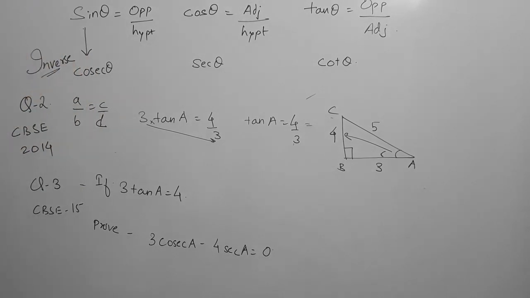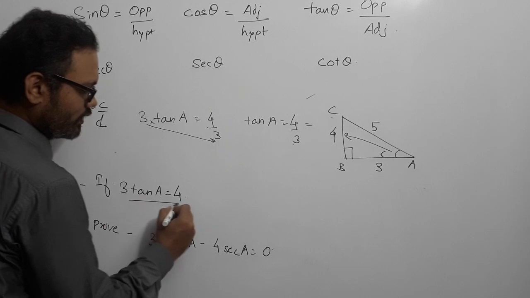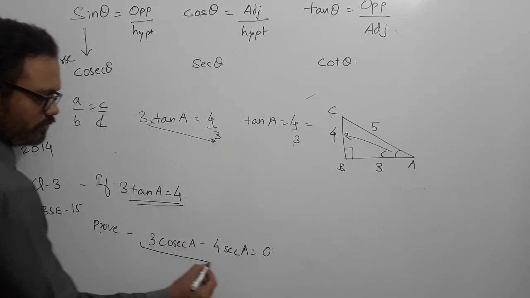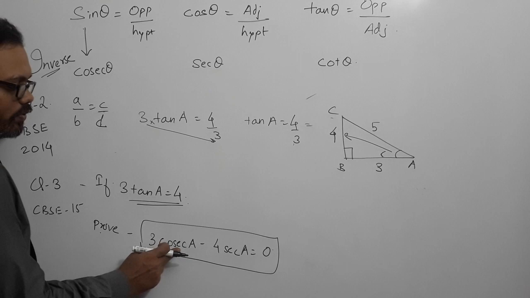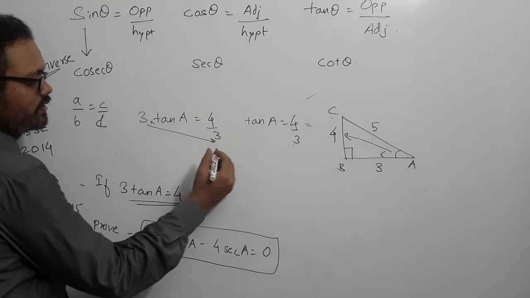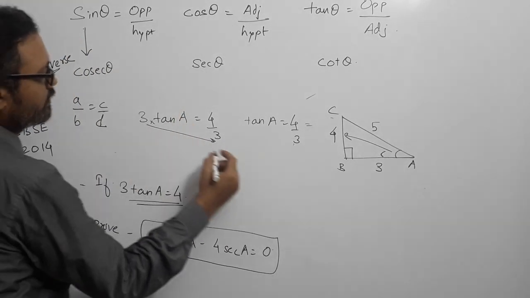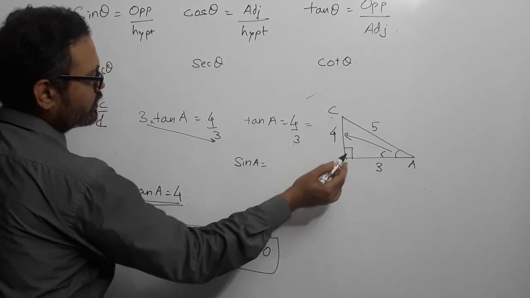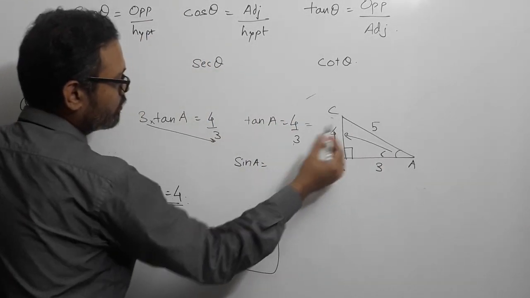Now what they are asking? So this means this is given. Now what they are asking, prove this. It might look very difficult, but it is very simple. If tan A is this, once we have all the 3 sides, what will be sin A? Opposite upon hypotenuse. What will be sin A? 4 upon 5.